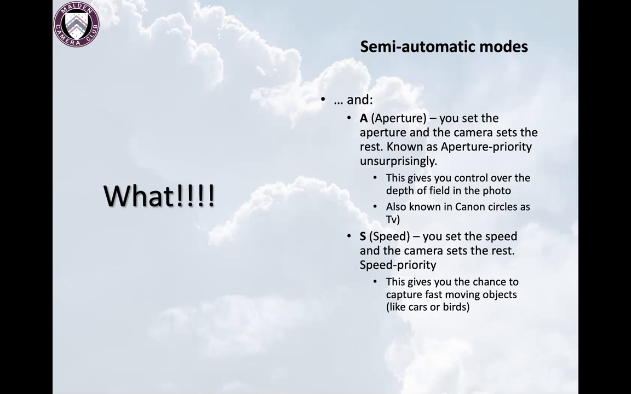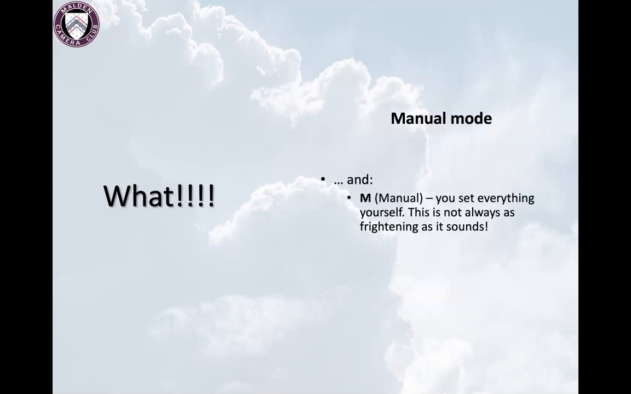Speed priority is known as that, and it gives you the chance to capture fast-moving objects by setting a faster speed, or to blur the motion by setting a slower speed. You have the choices there, and the camera sets the rest.